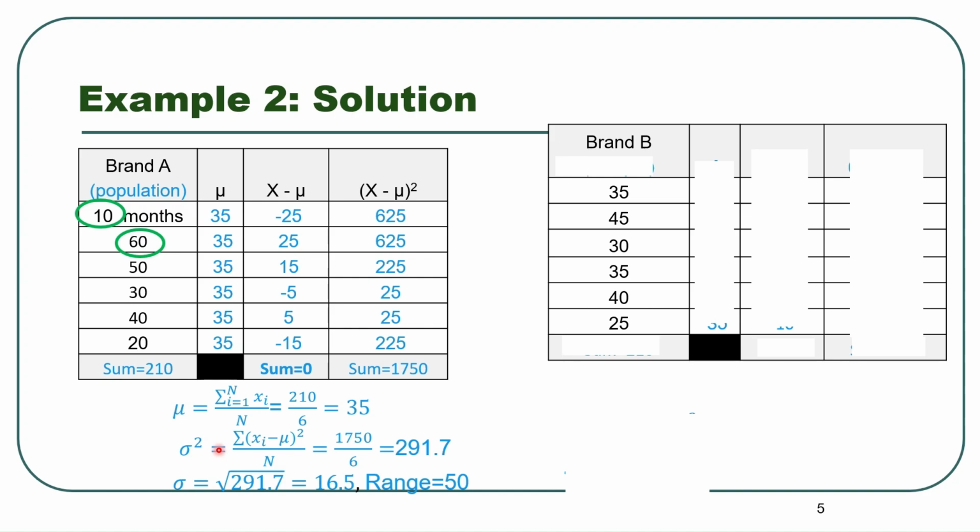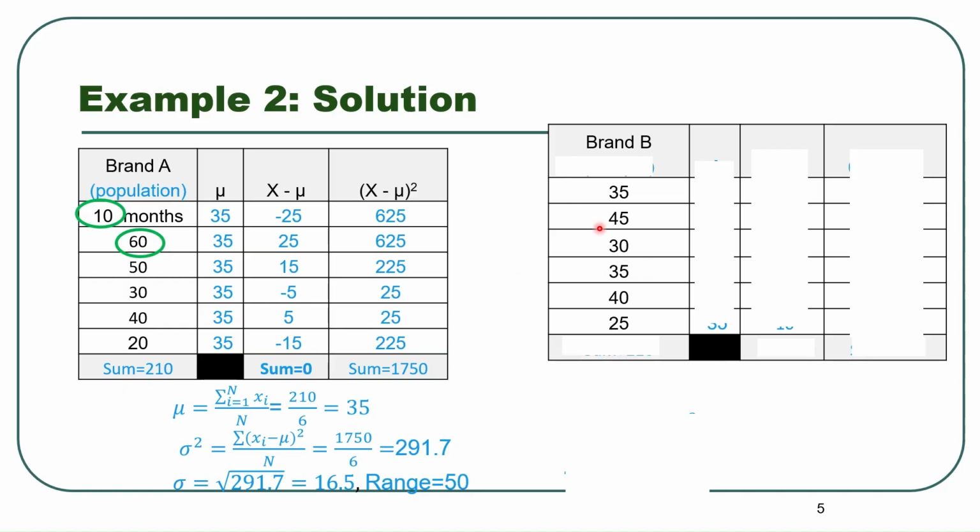So I have that this data set has a mean of 35 months with a standard deviation of 16.5 months and a range of 50 months. Variance is 291.7 months square.